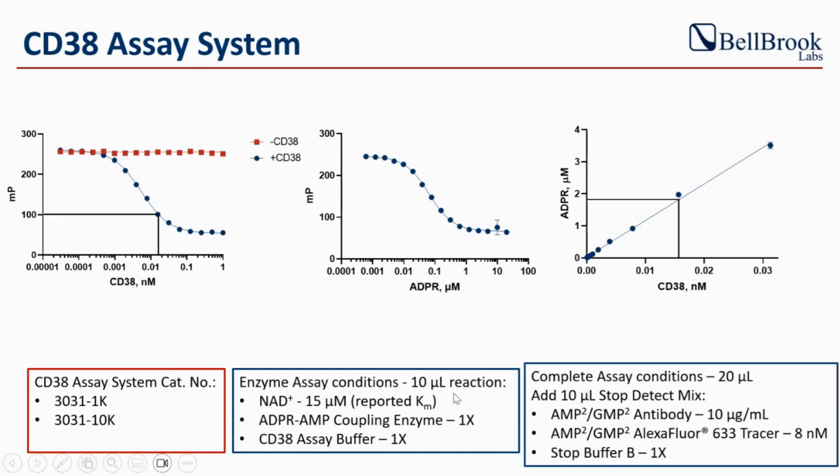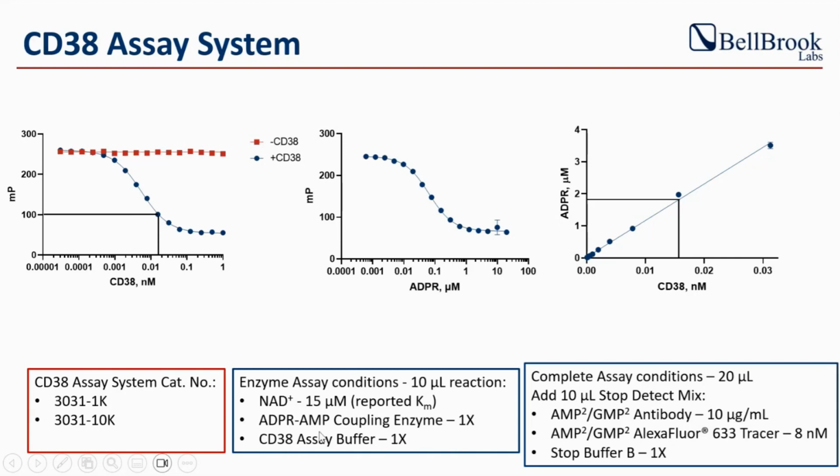So I really worked to optimize everything in the assay reaction and also to optimize what to use for the detection here. So for a 384 well plate, we use a 10 microliter reaction. And if you plan to use another plate for your experiment, please adjust the volume accordingly. So in the 10 microliter reaction, we have NAD plus, which is a substrate, at 15 micromolar, which is a low-end reported Km for NAD plus. And then we have the coupling enzyme. We provided 400x, and the working concentration is going to be 1x. And then we have the CD38 assay buffer.